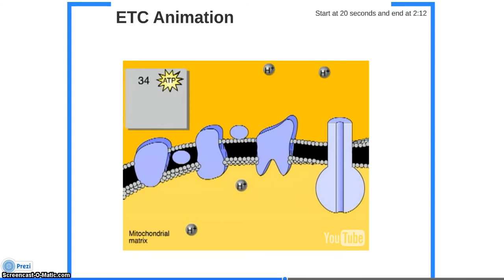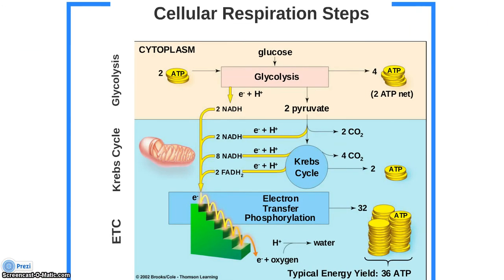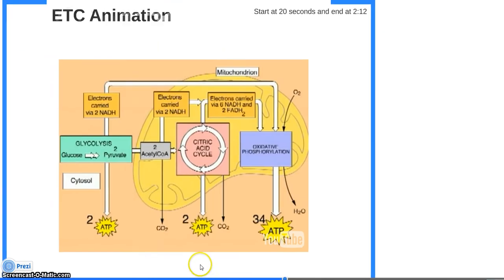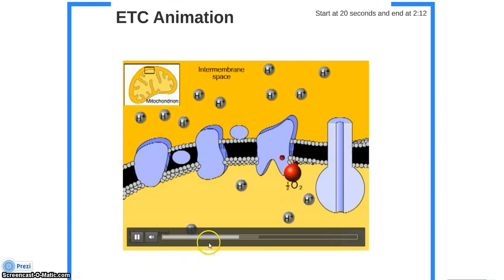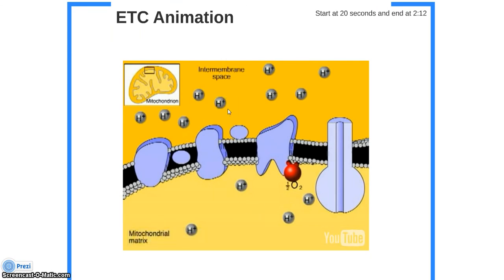It does say 34. Sorry, it does say 34 because it takes into account the 4 that were produced during glycolysis. It doesn't subtract them. But please make sure you know that in the electron transport chain, it is 32, not 34.